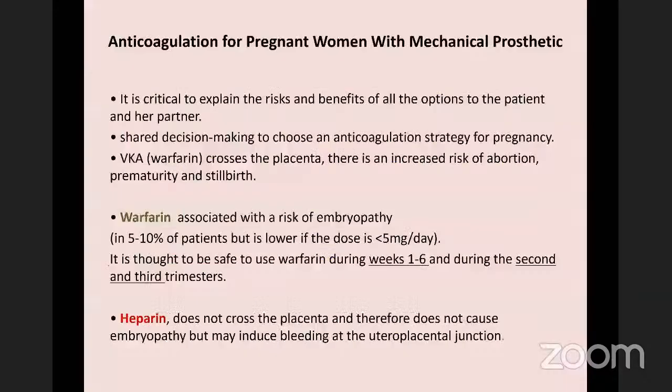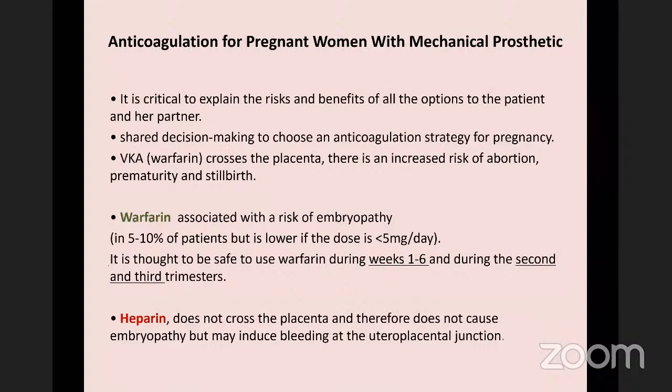Some important points to consider in managing women with mechanical valve who get pregnant or are planning to get pregnant. It is critically important to fully explain the risks and benefits of all options to the patient and to her partner, and to explain the necessity of receiving therapeutic anticoagulation with frequent monitoring during the pregnancy period. Shared decision-making to choose the anticoagulation strategy for pregnancy.